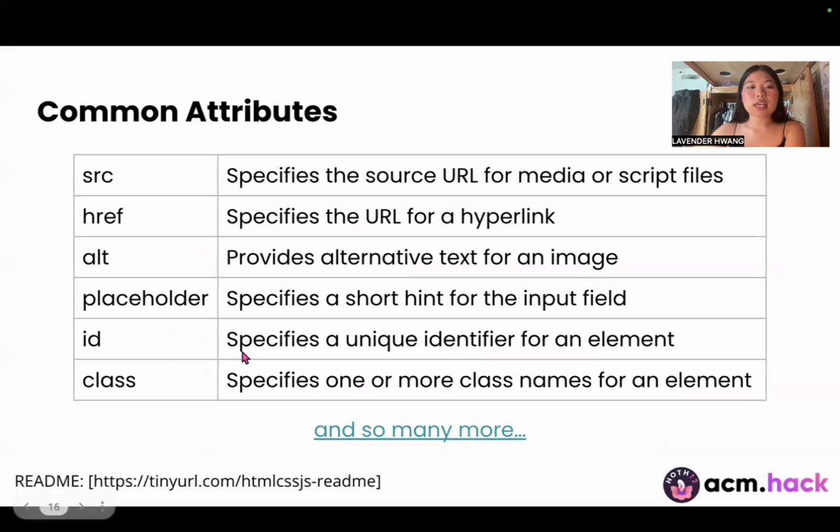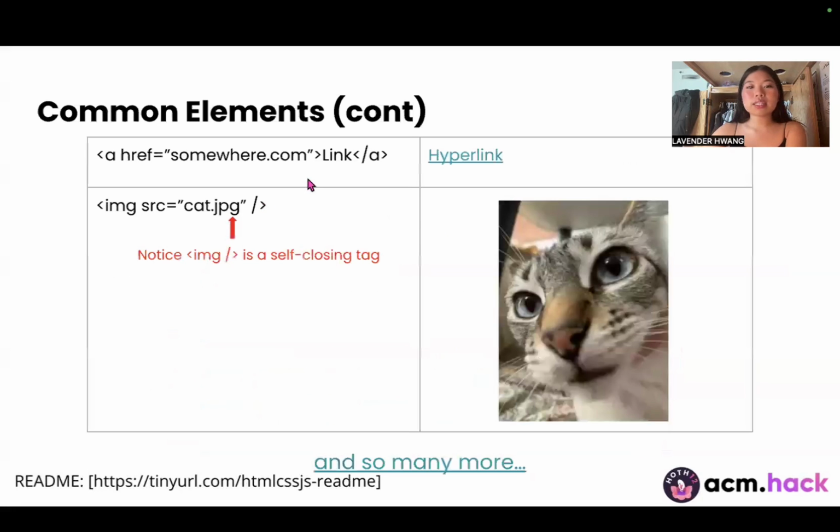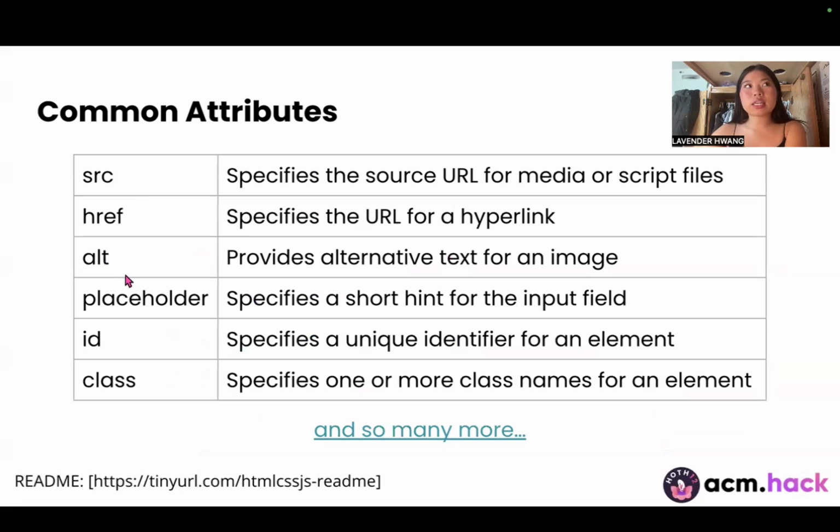And then you have your href. Going back to this example, if I were to click on this link, where's it going to take me? It's going to take me to somewhere.com. You have your alt. Alt is used for images. It's basically a short description, and it's used if either the image won't load or for accessibility purposes, like for screen readers. And then placeholder is just another example. And then ID and class. I'll get into those two in just a second. But similar to tags, there are so many different types of attributes. You don't need to memorize them, and if you want to check them out, just go ahead and check out that link.